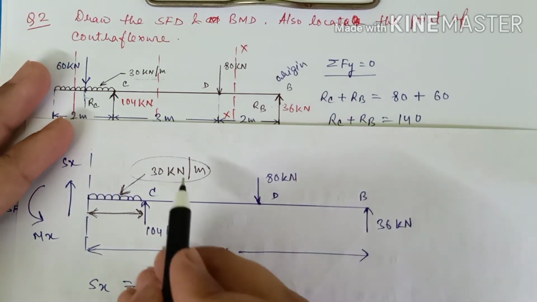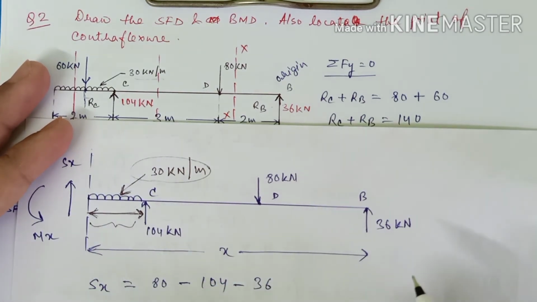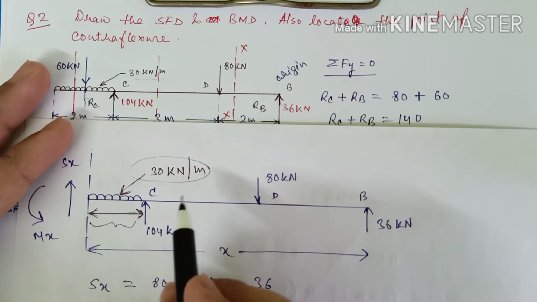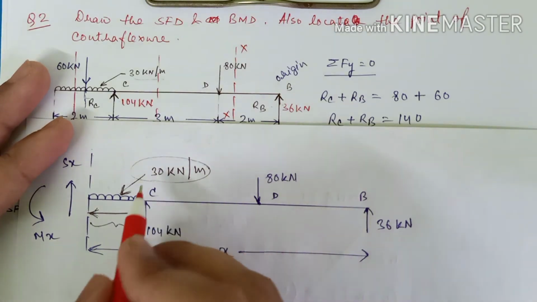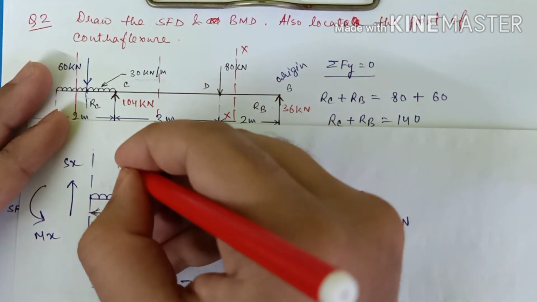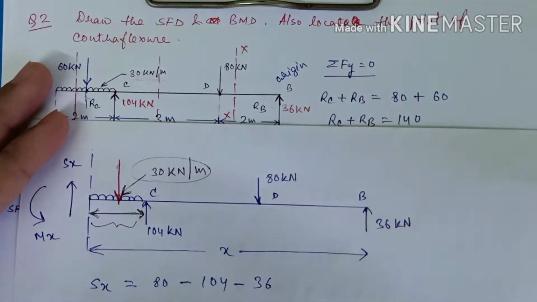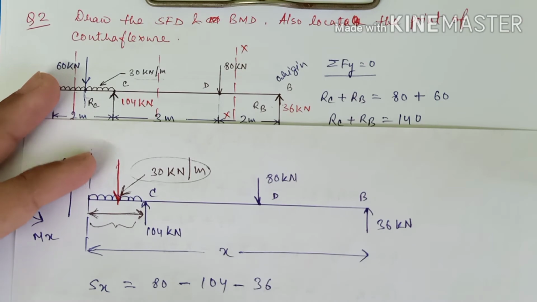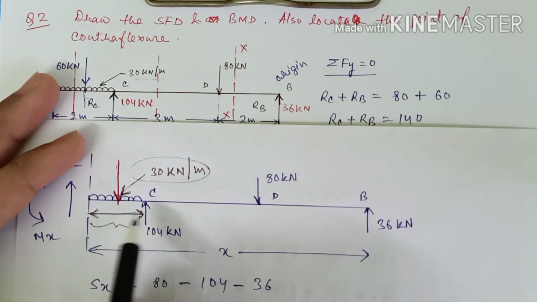So it will be this 30 multiplied with this distance, which will give you the total force which is acting. And at which point will it act? It will act on the point which is in the middle of this span, somewhere here. So first we need to have this distance. So what will be the distance?